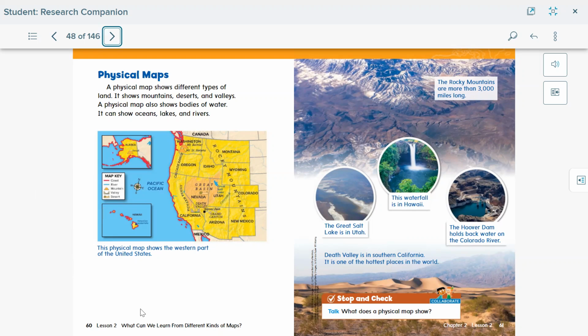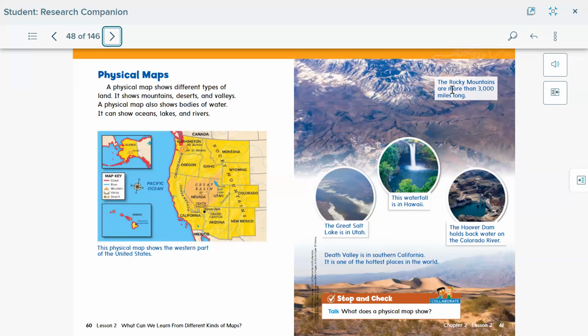All right, so this is the map key, like we learned. The map key explains what each symbol stands for. So now I know that that red line, that's the coast. The blue line, this is rivers. These are mountains. And these are mountains up there. And I see these are valleys. And then I see this is desert. All right.